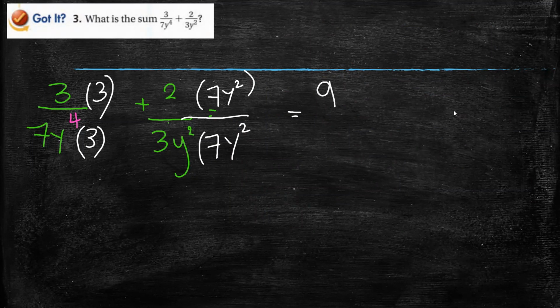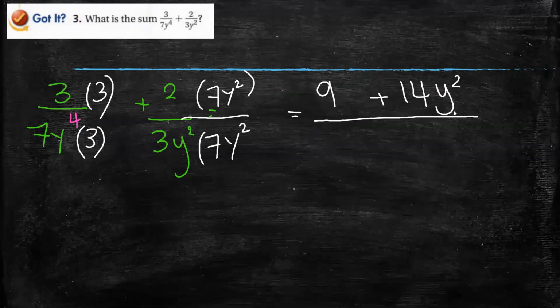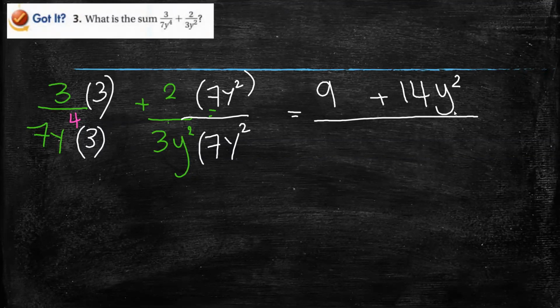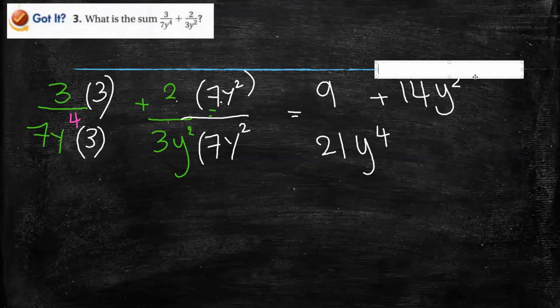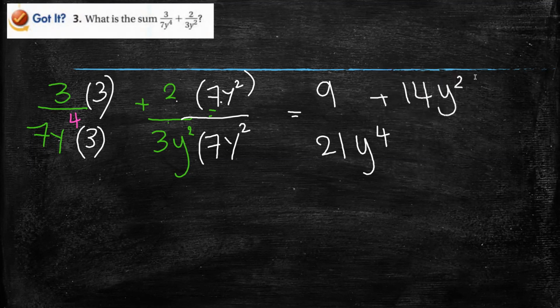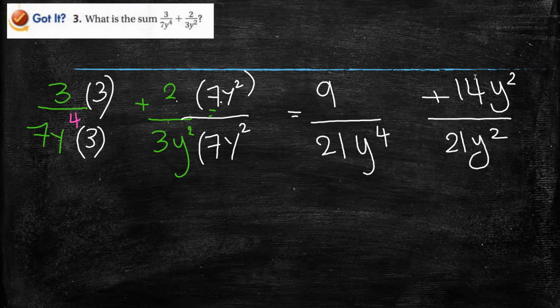3 times 3 is 9, plus 2 times 7 is 14y squared, over 3. Teacher, you mean from where you brought 14y squared? 2 times 7 here. Okay, over 21y to the power 4. Okay, or here, before this step, we can make them as 21y squared.